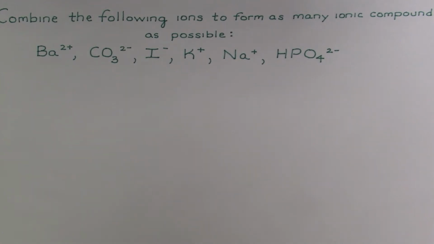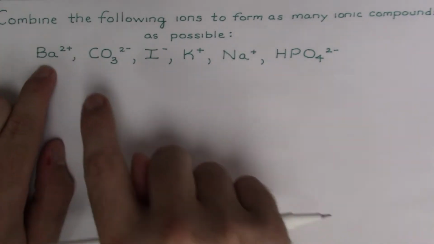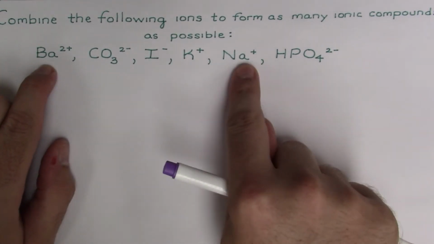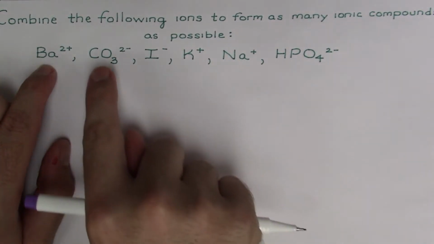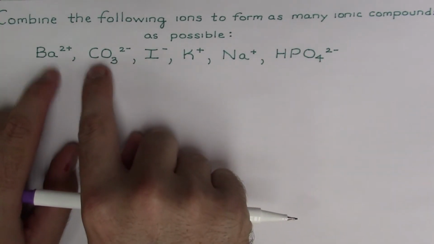In this week's video, we will be discussing building ionic compounds. We will be doing two problems. The first problem says combine the following ions to form as many ionic compounds as possible. As you can see, I have 3 cations and 3 anions. The cations are barium, potassium, and sodium. And then my anions are carbonate, iodide, and my HPO4 2-.